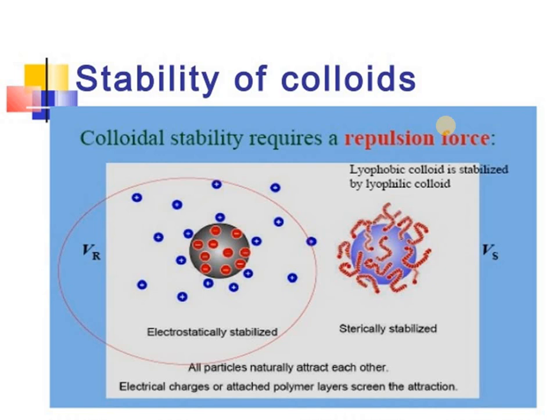Lyophobic is unstable. So if you take a lyophobic sol and cover it with a lyophilic coating, it will remain stable. That is the meaning of stability: protection of the colloids. Lyophilic colloids are more stable as compared to lyophobic ones, so we can do a coating of lyophilic over lyophobic, thereby giving it more stability.